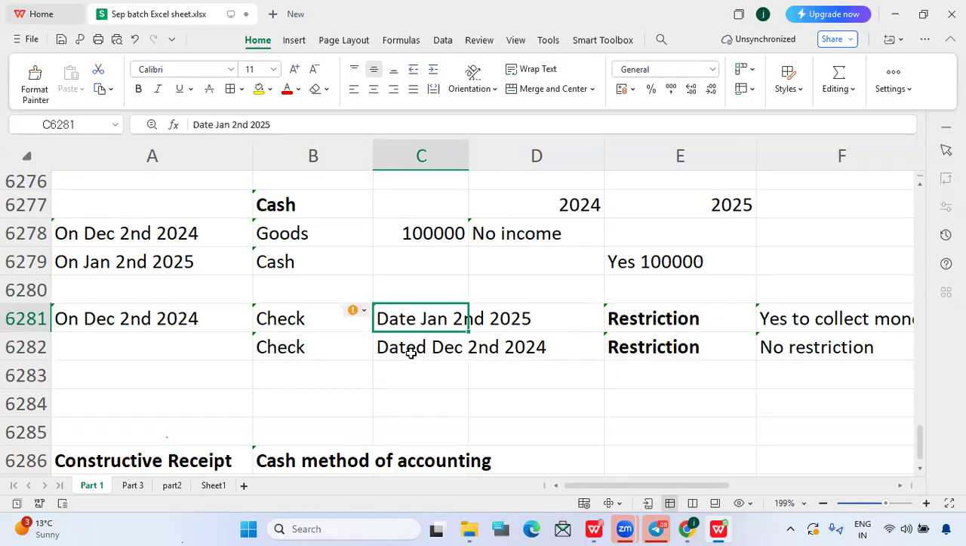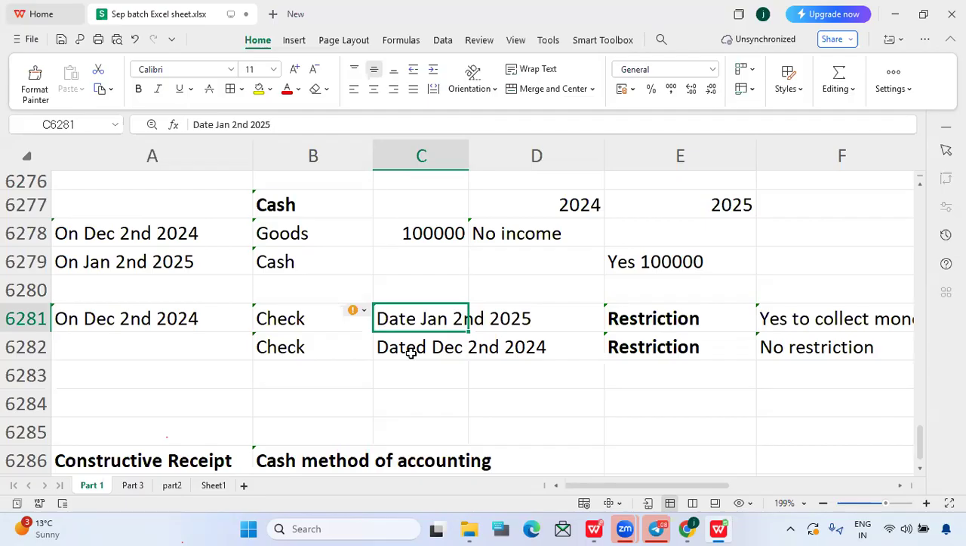So to consider it as income in the current year itself, we have to see whether we have any restrictions or not. First case, do we have restrictions? Yes, we have restrictions. So can we consider it as income? No, we need not consider it as income immediately. So when to consider it as income? Only when you don't have any restrictions, then you consider it as income.